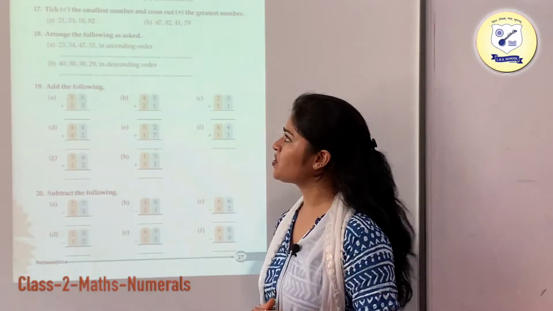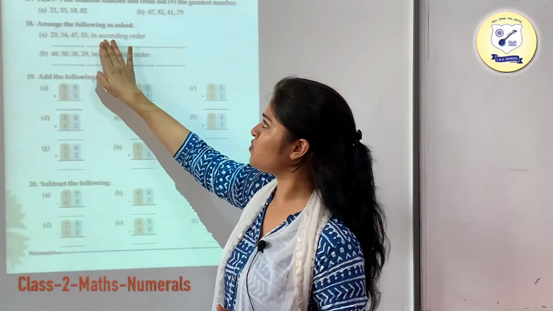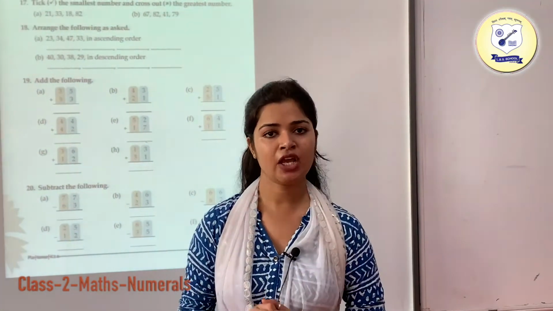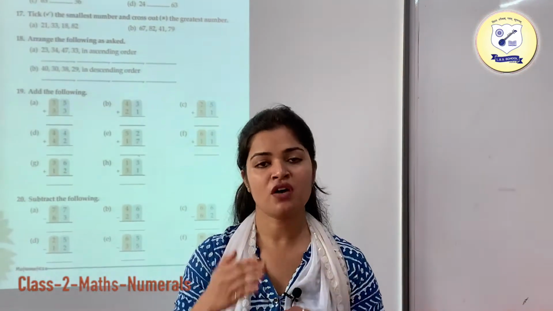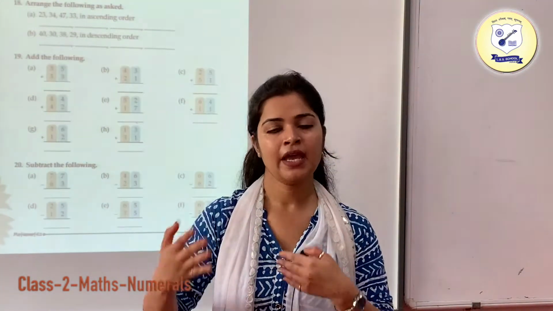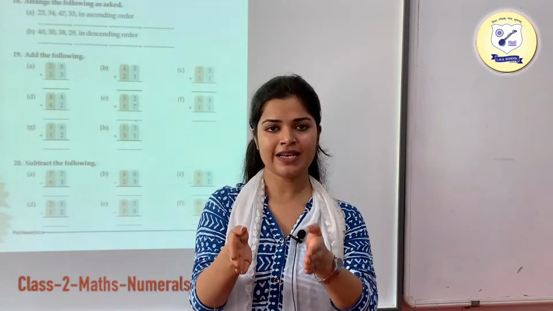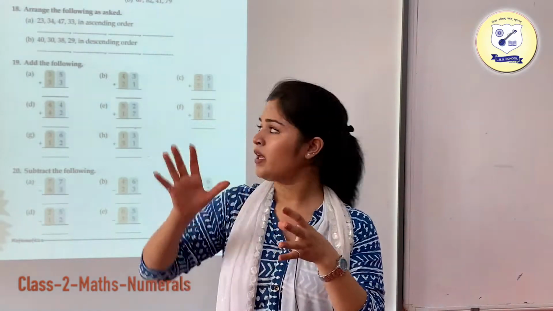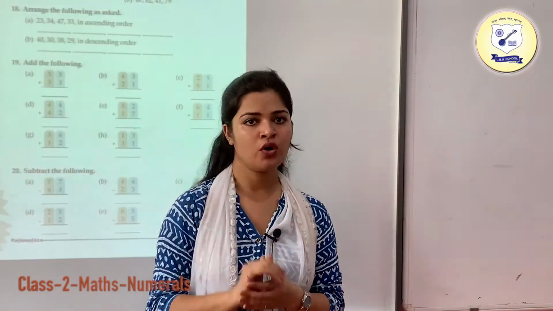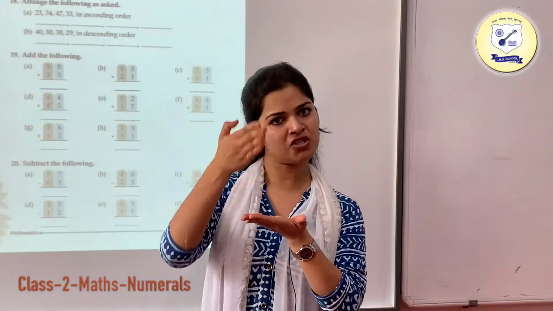Okay, so the next question is: arrange the following as asked. What you should do is arrange them in ascending order. Ascending order means you need to arrange them in a sequence of smallest to biggest. And when it is talking about descending order, then just arrange them in a sequence of biggest to smallest. Okay, so I am doing the first one for you. We are going to arrange them in ascending order, that means from smallest to biggest.